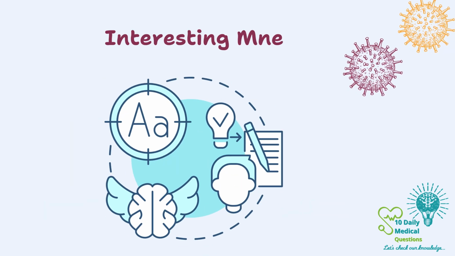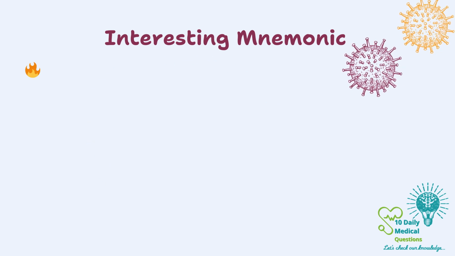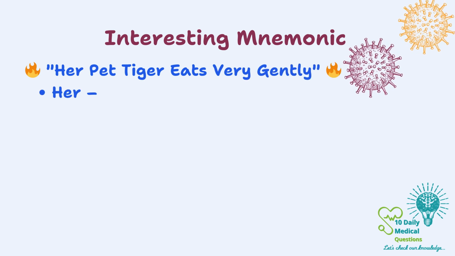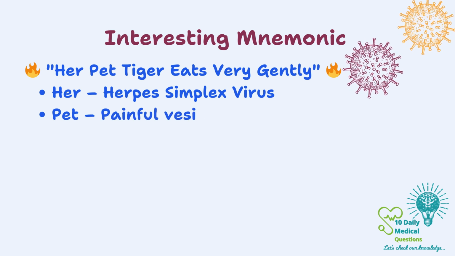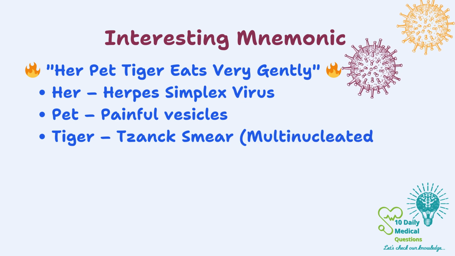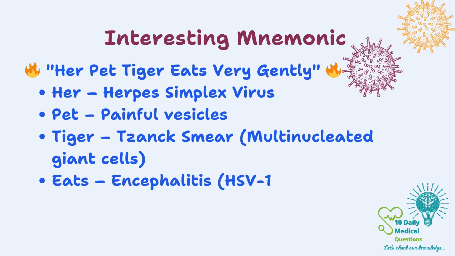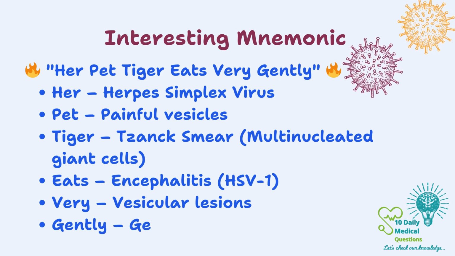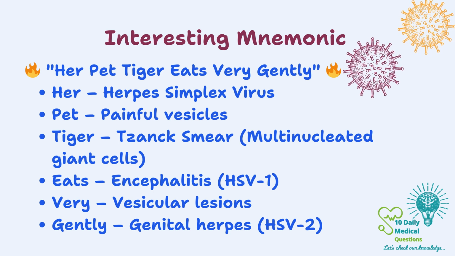Mnemonic for HSV features. To make learning easier, remember this mnemonic. Her pet tiger eats very gently. Her for Herpes Simplex Virus. Pet for painful vesicles. Tiger for Tzanck smear, multinucleated giant cells. Eats for Encephalitis for HSV-1. Very for vesicular lesions. And gently for genital herpes, HSV-2.